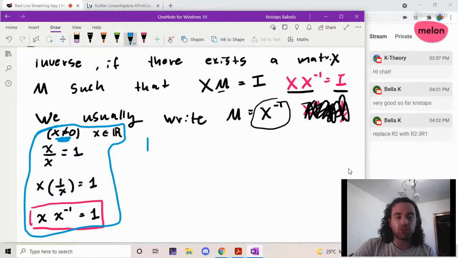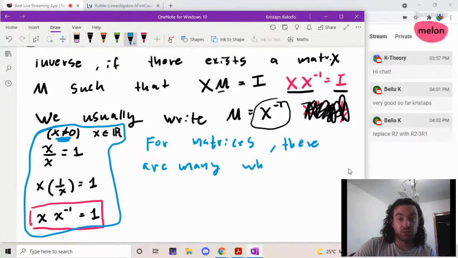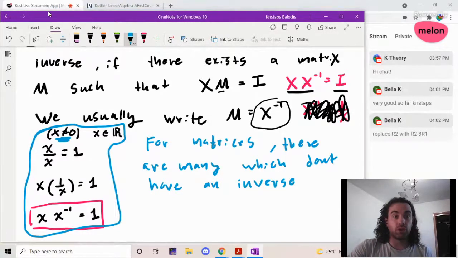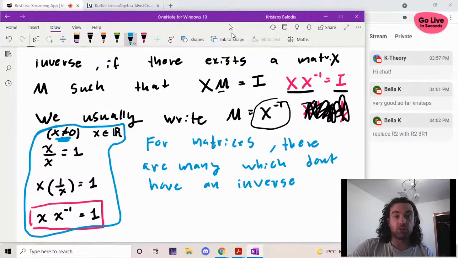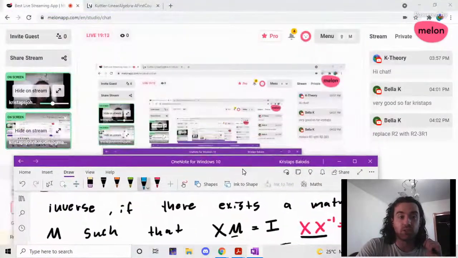However, now for matrices, there are many which don't have an inverse. There are lots and lots of matrices I can write down that don't have inverses.